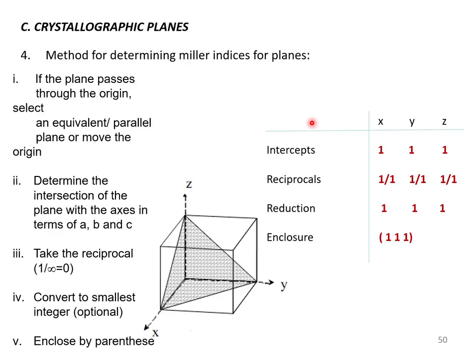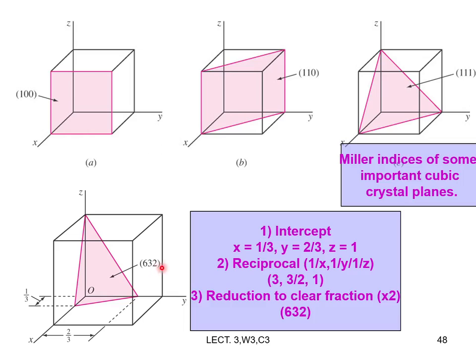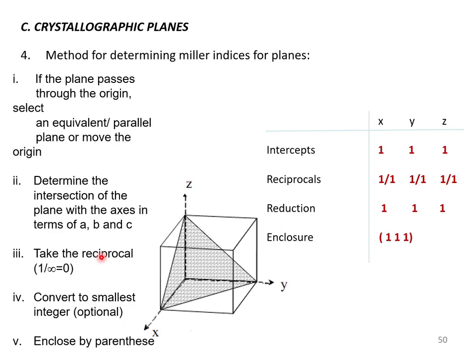Hello. So this is the continuation on how we determine the crystallographic plane. From the previous lecture, we have learned about this. This is the step for this example. We can make a proper table like this. Let's draw it together. First step, we have this plane, and our job is to find the Miller indices.